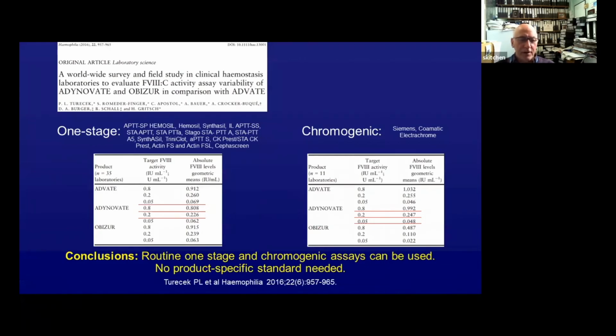A third extended half-life factor VIII, in which pegylation of the factor VIII has been used to extend the half-life. This is now the Takeda product, and this is from the field study. One-stage assays on the left of the slide here, chromogenic here on the right, and you can see the pegylated product here. And these are the targets, expected values based on potency label, and recovered values here for the one-stage assay, really very close. Some minor overestimation with chromogenic by close to 20%.